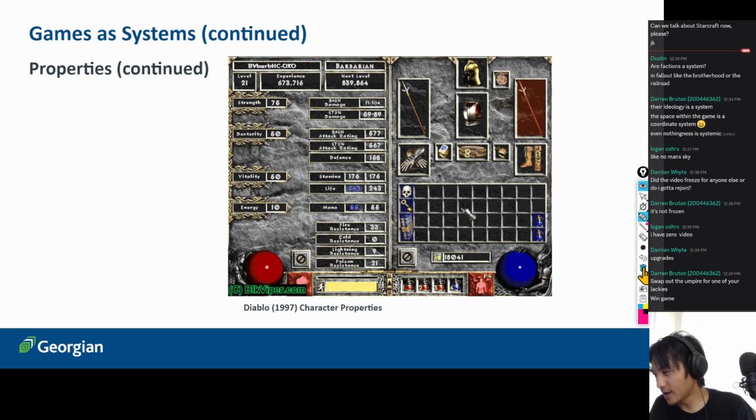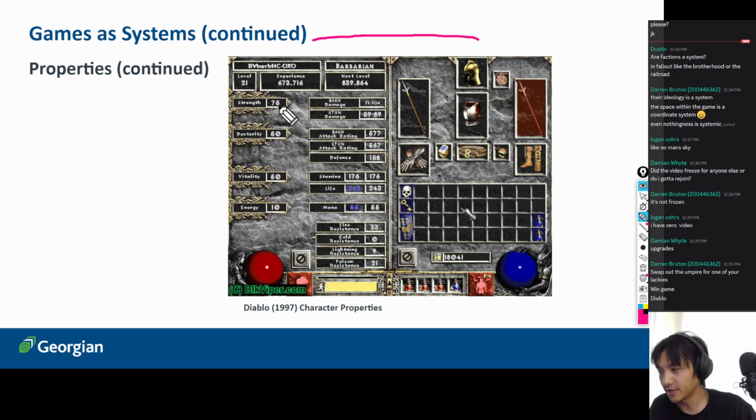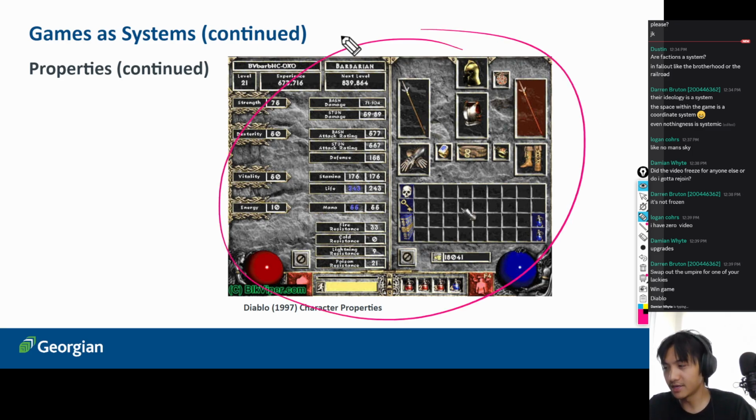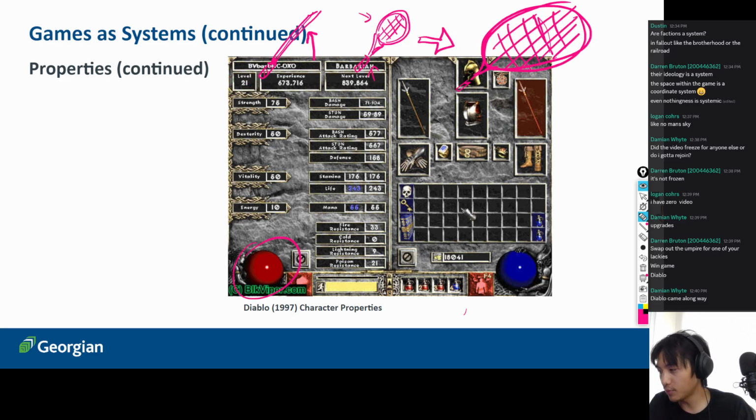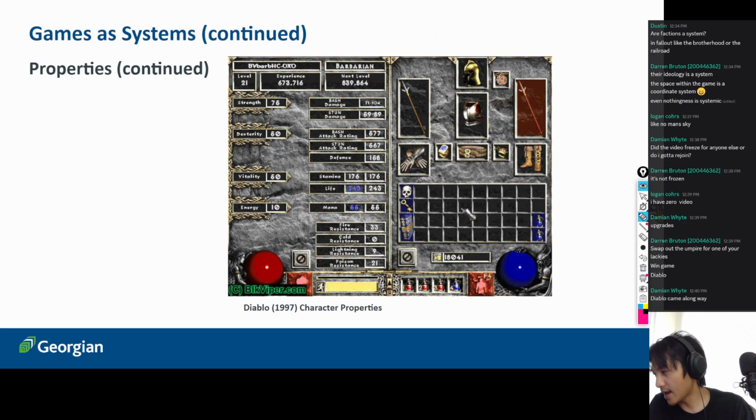Right? So in a lot of RPGs, role playing games, you have all of these numbers and stuff like that. These are the properties of your character. So Diablo here is an action RPG. You have these stats. You have this level. You have a name. You have your hit points. You know, you have a bunch of equipment that you have as well. Lots of stuff.